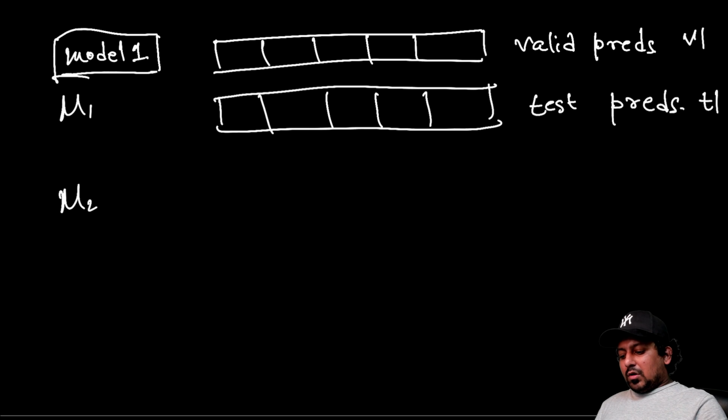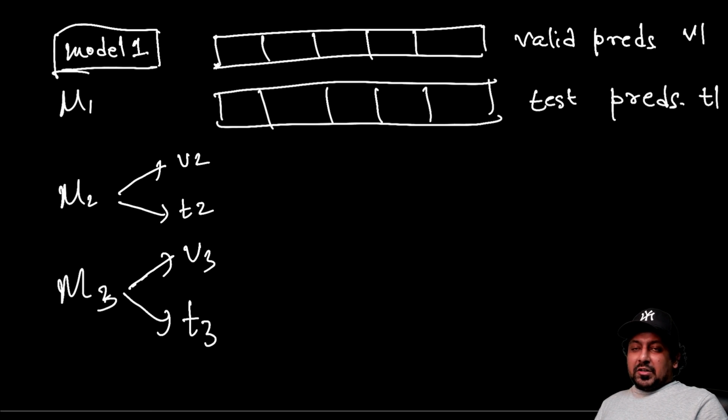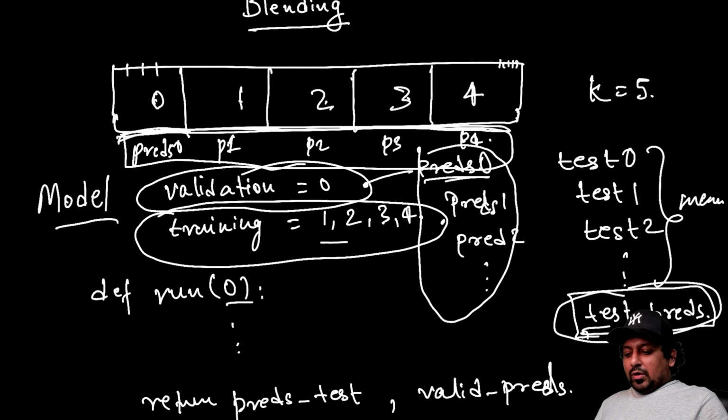There can be another model M2 that gives you V2 and T2. There can be another model that gives you V3 and T3. So you're getting the idea now. You're making different models and you're generating predictions on the validation fold for the whole training data. So if you're training on 1, 2, 3, 4, generating on 0, you have 20% of the data as validation predictions, and it's not overfitting.